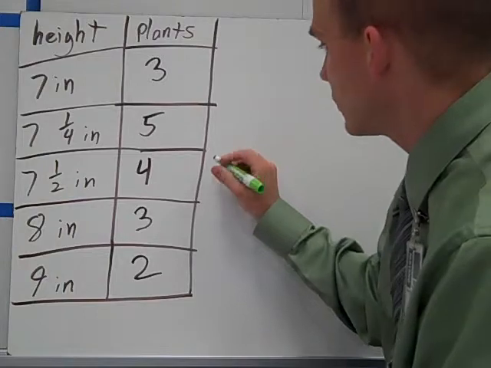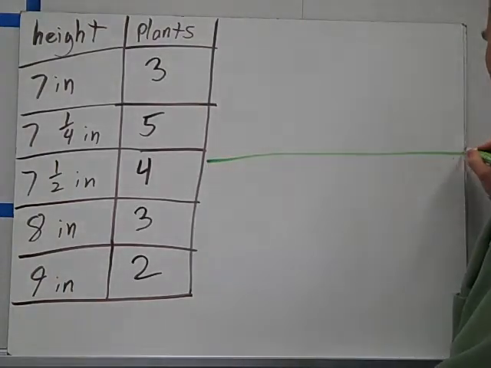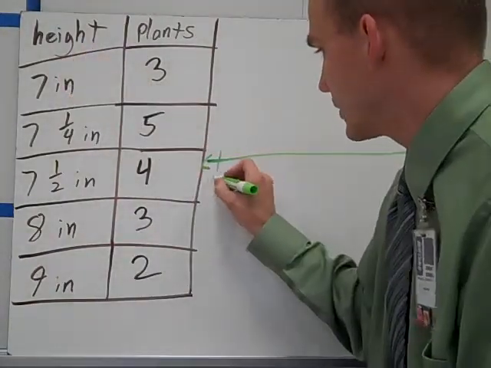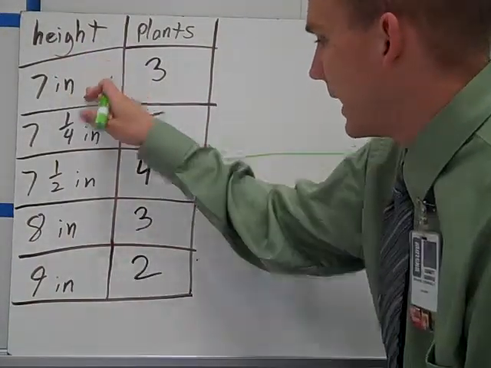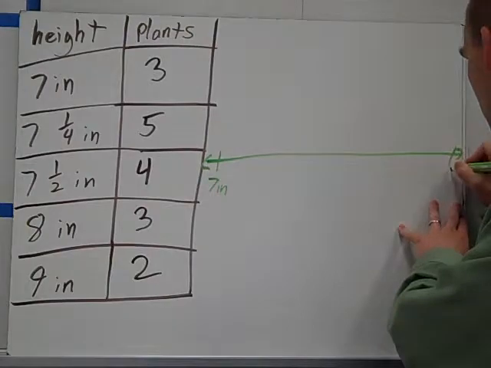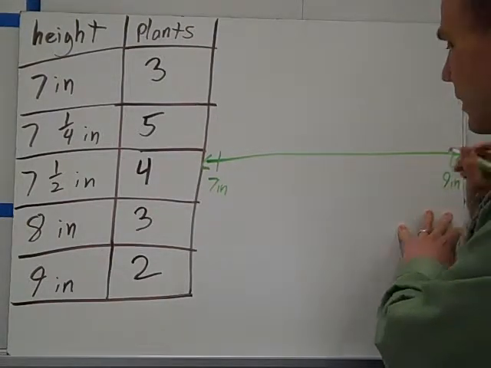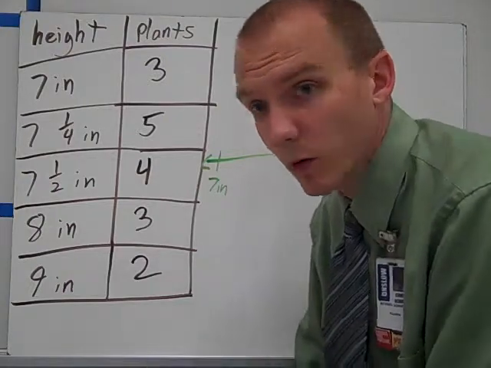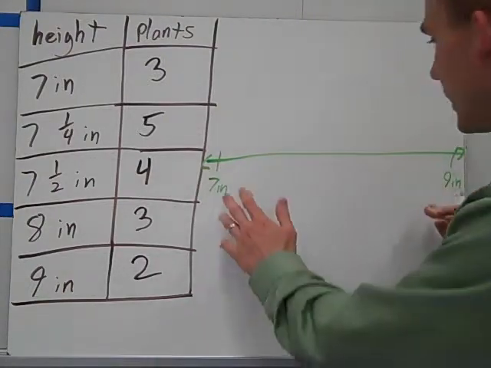First thing you need to do is draw yourself a number line. You're going to start that number line at your lowest data point, which is 7 inches, and end at your highest, which is 9. Now I need to also remember all the pieces of data that I didn't get anything for. So I'm going to go ahead and split this up.